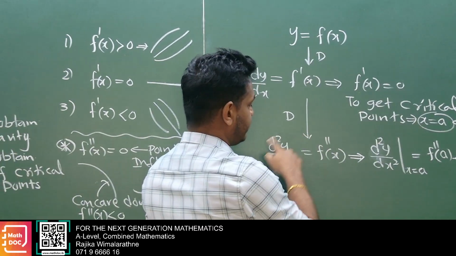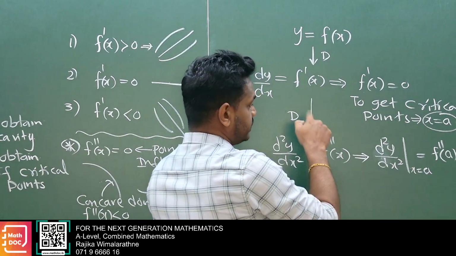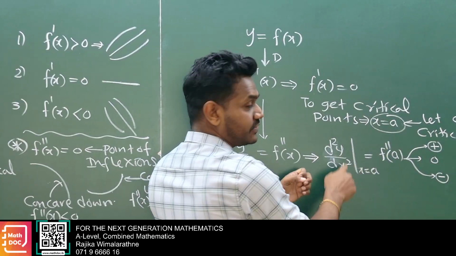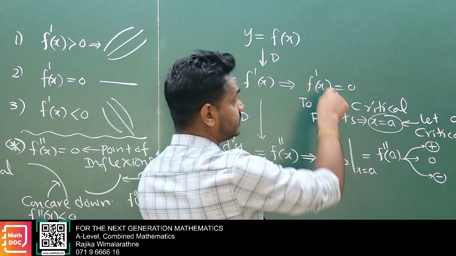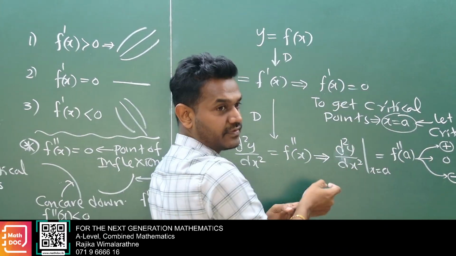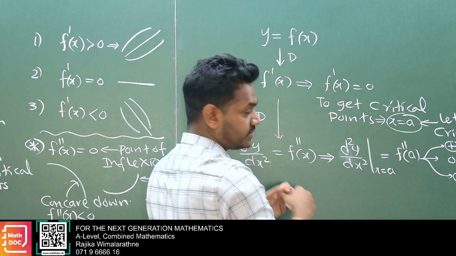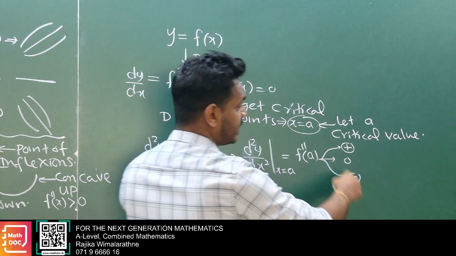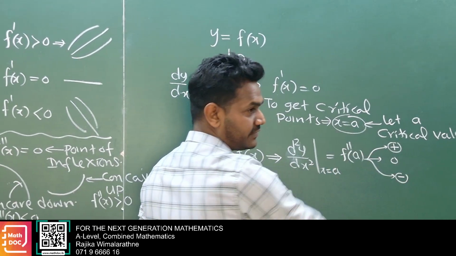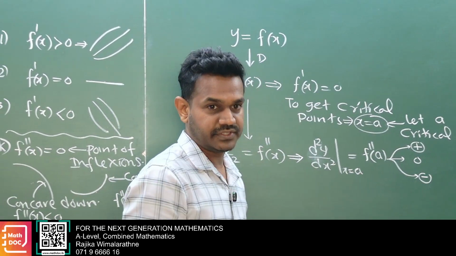Then for the second derivative, you substitute that critical value into the second derivative. When you substitute the critical value into the first derivative, we get 0. Here in the second derivative, we have substituted the critical value, so there will be three possibilities: positive, 0, or negative.